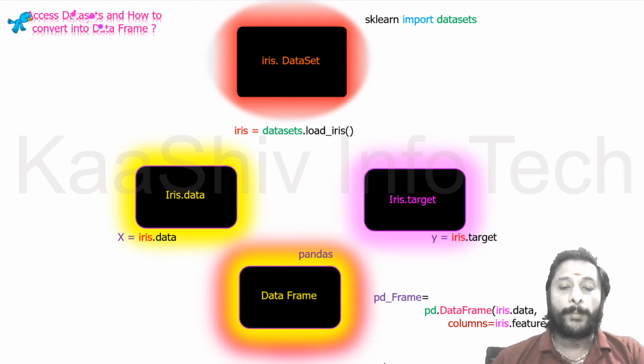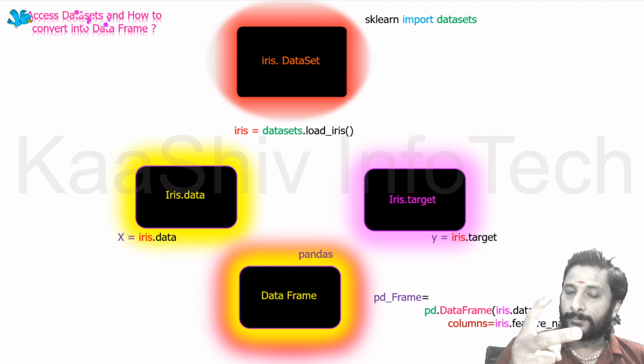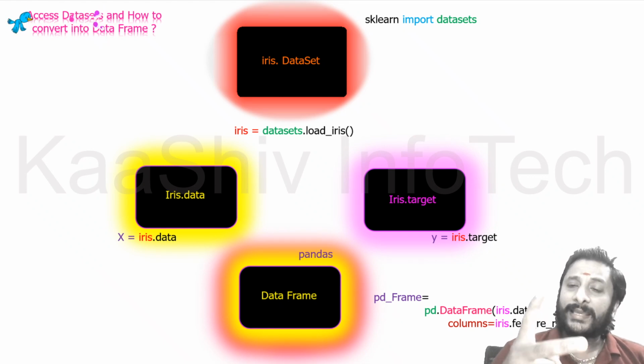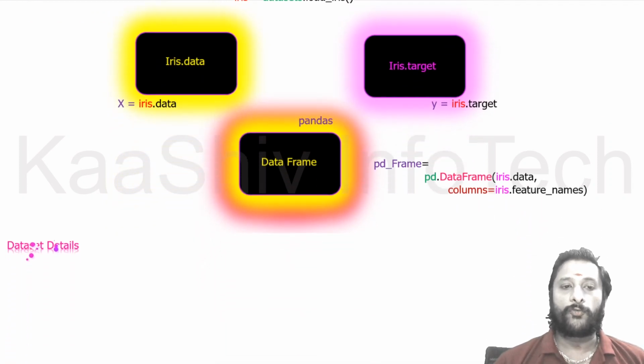To format it more, we have the pandas library to convert your datasets into a data frame, a customizable format, so that you can process the data easily. For that, you need to give it two fields: the data, and the column names. So pd.DataFrame of iris.data, comma, columns equals iris.feature_names. This line will create a data frame, stored here as pd_data frame, which is a customizable format of the dataset.